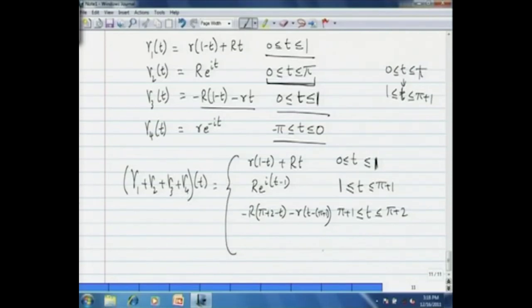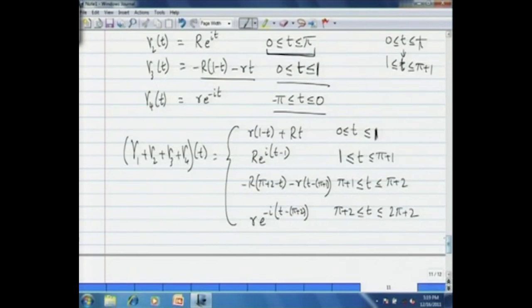And finally, we need to trace gamma 4. For that, we should start now at pi plus 2 and pick an interval of length pi. So, we should start at pi plus 2 and end at 2 pi plus 2, because pi plus 2 plus pi is 2 pi plus 2. And then we trace r e raised to minus i, and then we adjust by subtracting pi plus 2. So, that is your join.